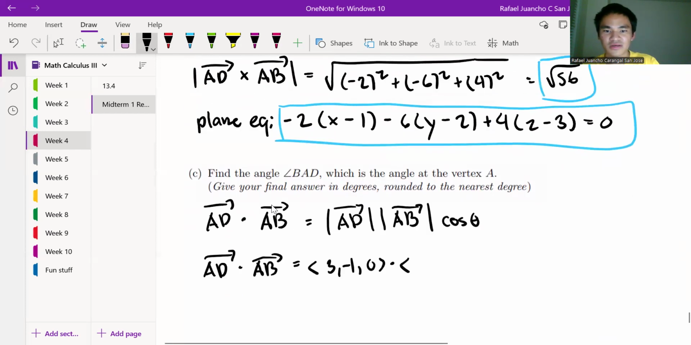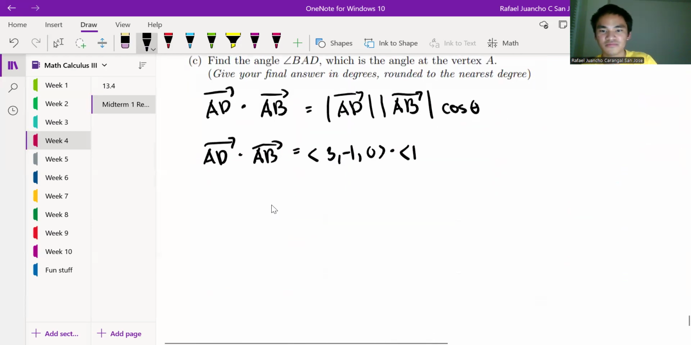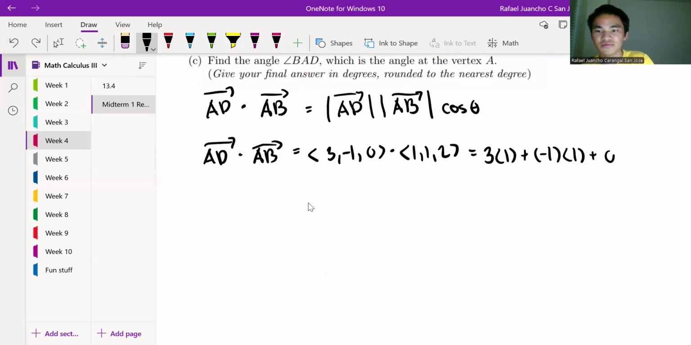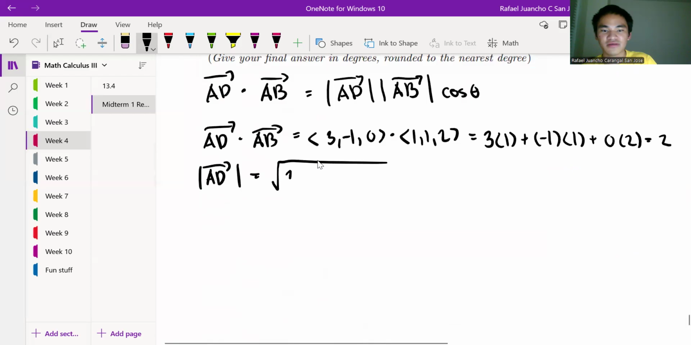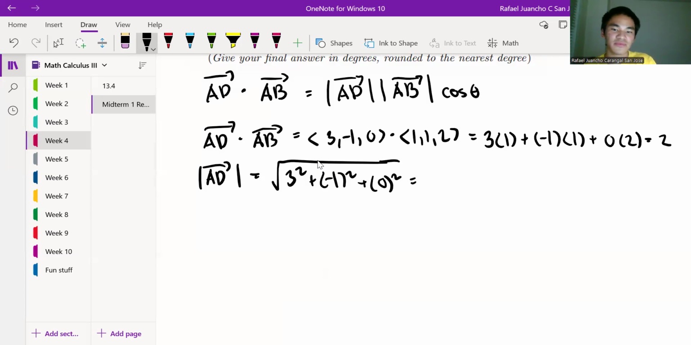Okay, then we do 1, 1, 2. And then here we get 3 times 1 plus negative 1 times 1 plus 0 times 2. And I think we got this already. 3 minus 1 is 2. That's your dot product. Now I get their magnitudes. So AD, 3, negative 1, 0. So 3 squared plus negative 1 squared plus 0, and I get square root of 10.